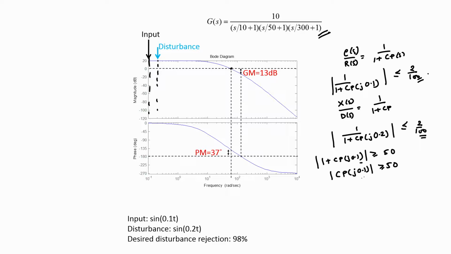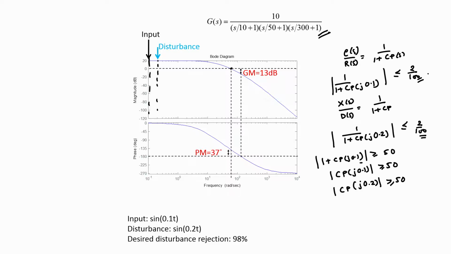Similarly, in order for us to meet our performance requirement at 0.2 radian per second, we expect the magnitude of the loop gain, namely the controller times the plant transfer function at 0.2 radian per second, to be greater than or equal to 50 for us to meet our performance requirement at 0.2 radian per second.